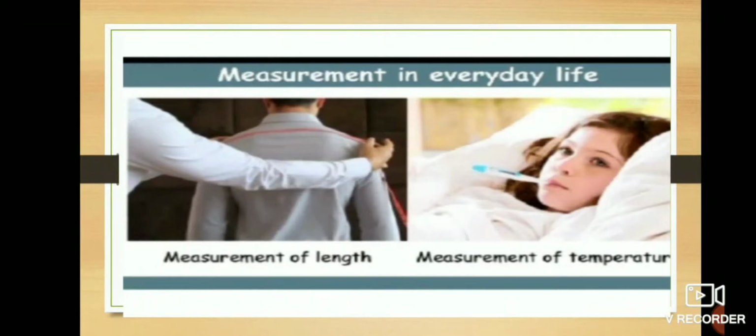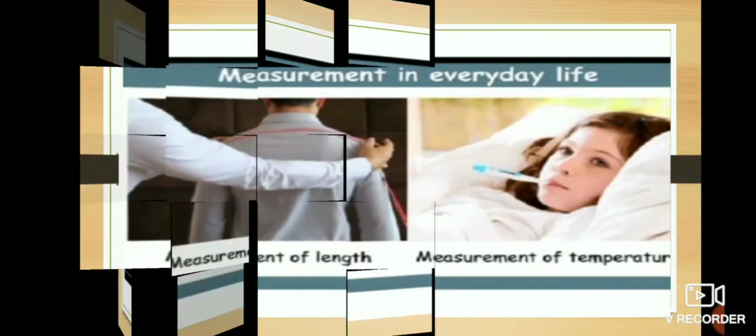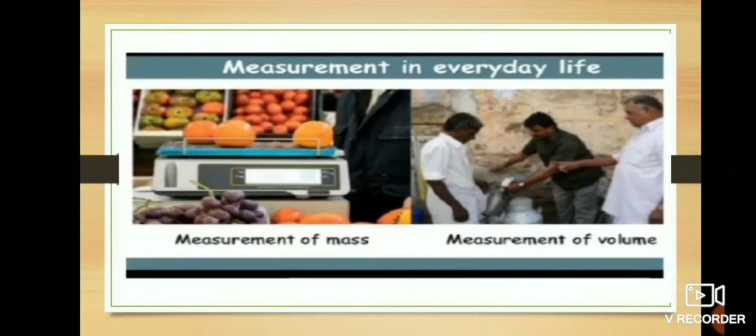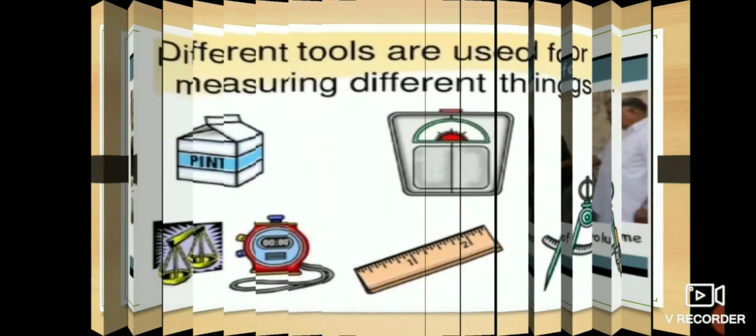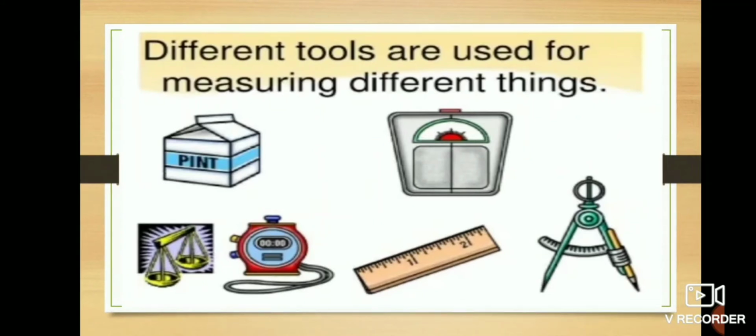Let's move. In our last class, we studied about measurements, isn't it? We need measurement in every aspect of our life. Measurement of length, measurement of temperature, measurement of mass, measurement of volume, etc. And also we use different tools for measuring different things. For example, weighing balance, meter scale, compass, thermometer, etc.